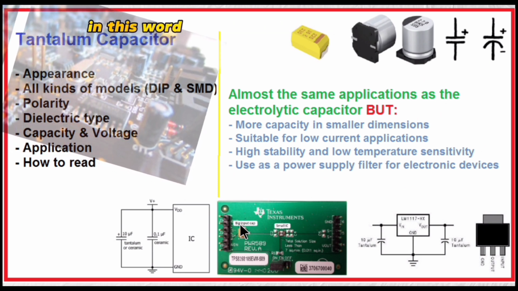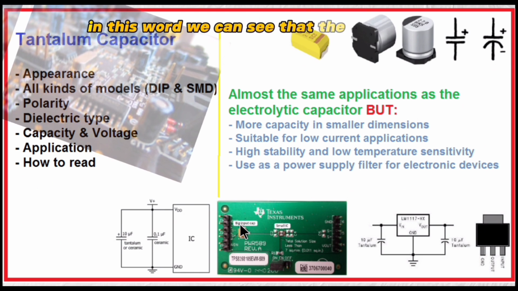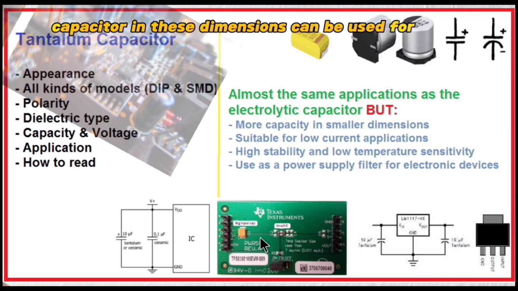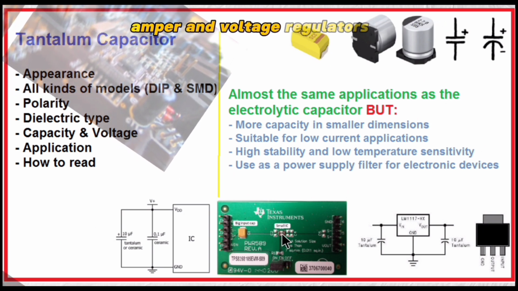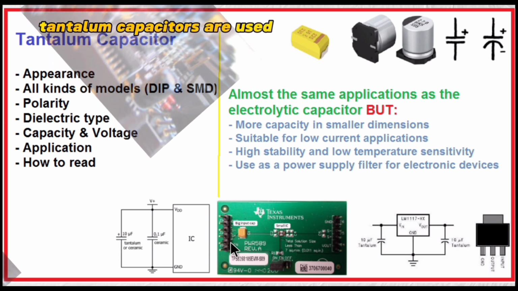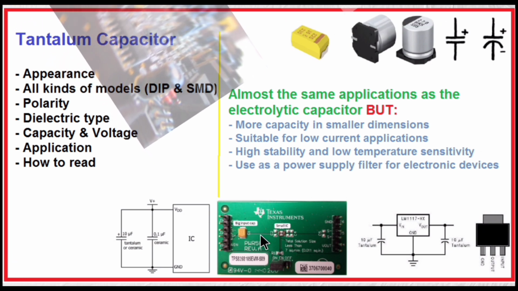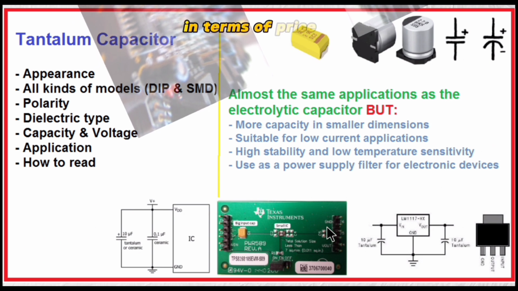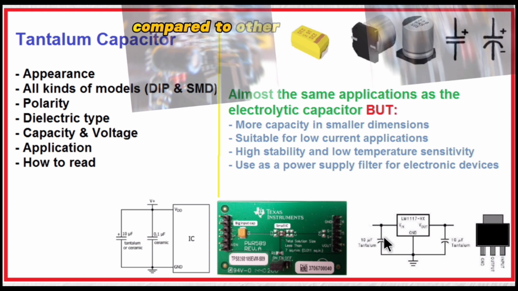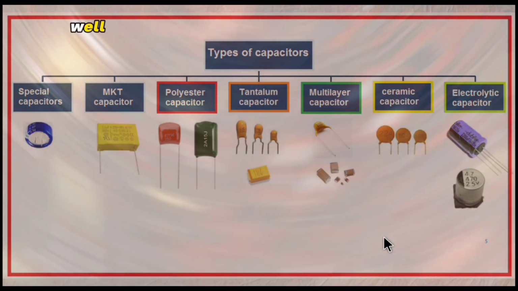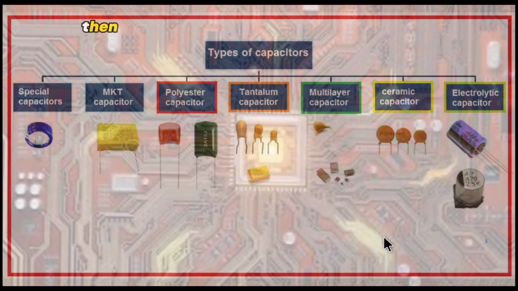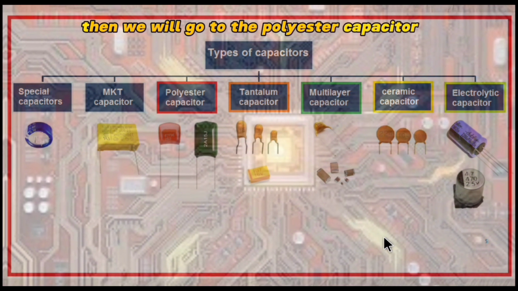In this board, we can see that this ceramic capacitor in these dimensions can be used for low ampere and voltage regulators. These tantalum capacitors are used in the input and output. In terms of price, tantalum capacitors usually have high prices compared to other capacitors. Well, so far we have introduced the capacitor. Then we will go to the polyester capacitor.